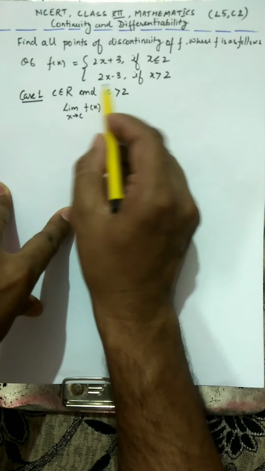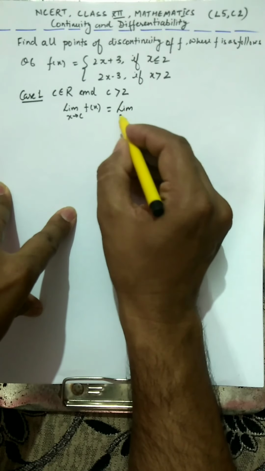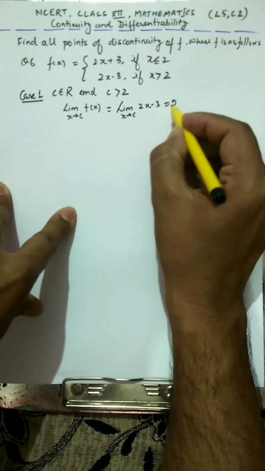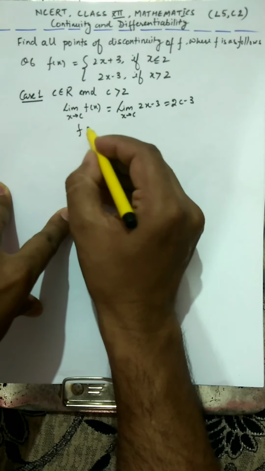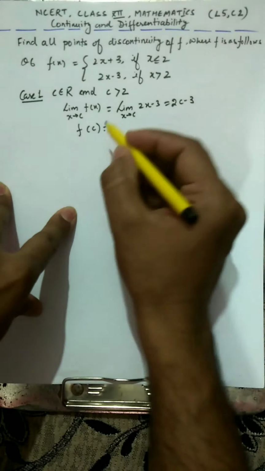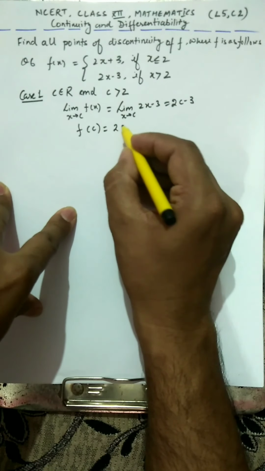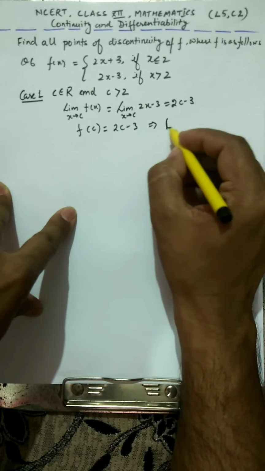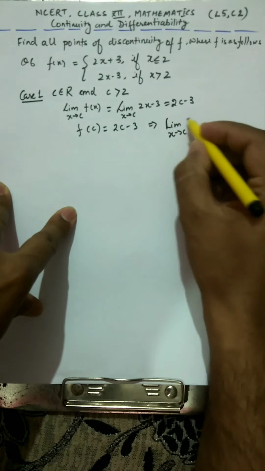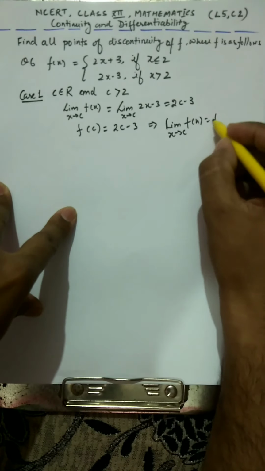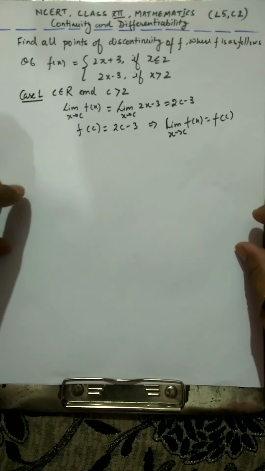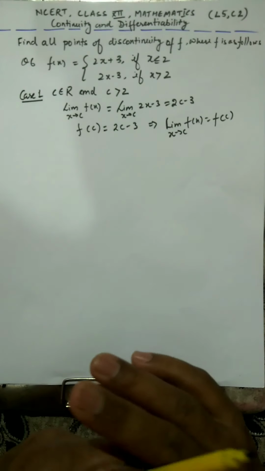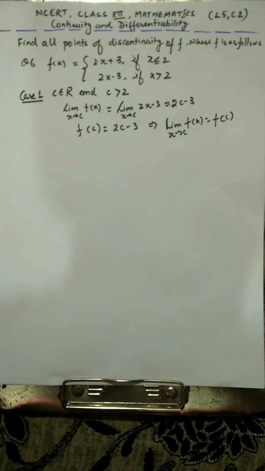See, this function is coming this way, so limit x tends to c of f(x) is 2x minus 3, so this becomes 2c minus 3. Also we'll calculate the value of f(c), so f(c) will again be 2c minus 3. So you can see that limit x tends to c of f(x) equals f(c). So it means that the function is continuous for all the points where c is greater than 2.